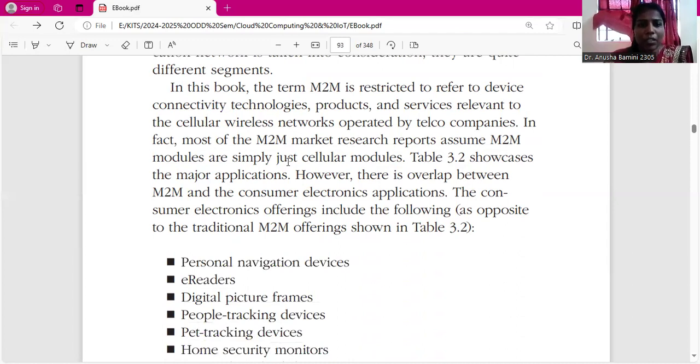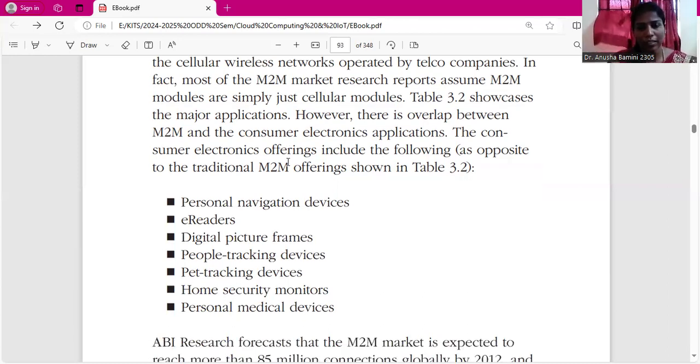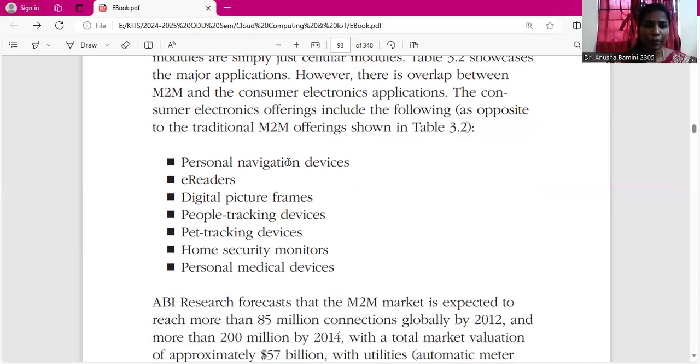Some of the applications of M2M are given here: personal navigation, e-radar, digital pictures, people tracking and pet tracking devices, personal medical devices, and home security monitors. All of these come under M2M, machine to machine, because we are interconnecting one machine or object to another object with the support of the wireless sensor network. These devices are examples of M2M.